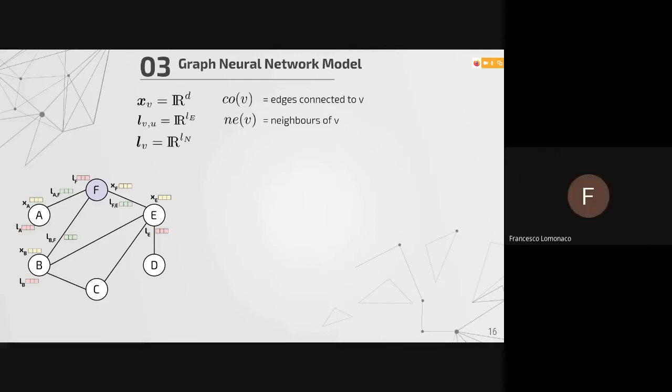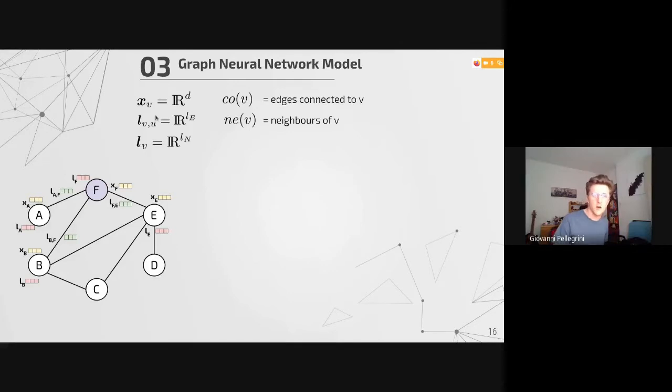Sorry to interrupt you, may I ask a question? Are the labels of the edges scalars, so just one number, or could they also be a vector? No, it could also be a vector. If you see here, I put it as R^LE because it can be a vector of information of arbitrary length.